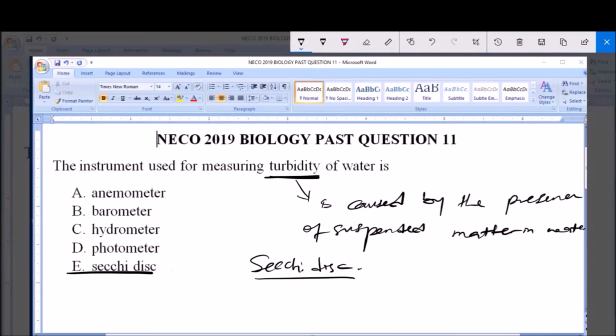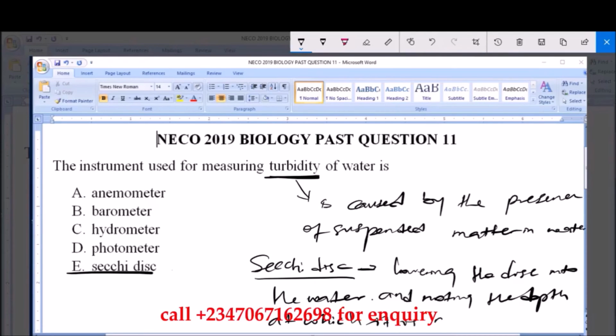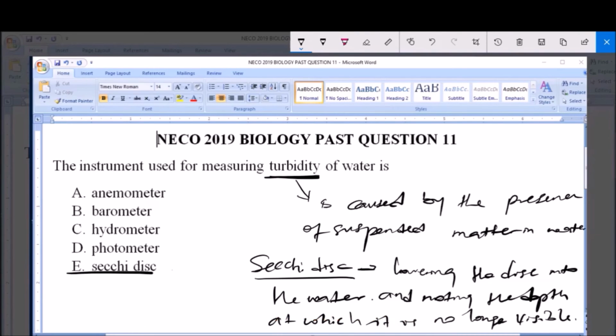Now, this is done by lowering the Secchi disc into the water. The Secchi disc is usually white. By lowering this disc into the water, and noting the depth at which this disc is no longer visible, the turbidity of the water can be estimated. So therefore, the Secchi disc is what is used to measure turbidity.